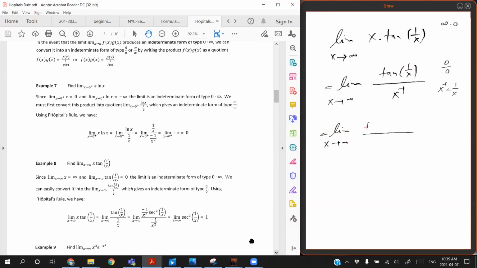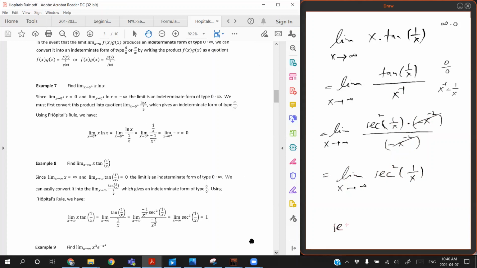The derivative of tangent is secant squared. And then I need to multiply by the derivative of the inner function because of the chain rule. And the derivative of x to the -1 is negative x to the -2. At the bottom, I have this function, which I take the derivative, is going to be negative x to the -2. So fortunately, these two cancel out. This is going to be limit as x approaches infinity of secant squared of 1 over x.